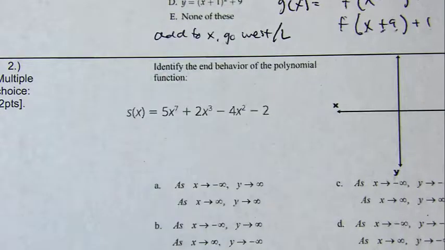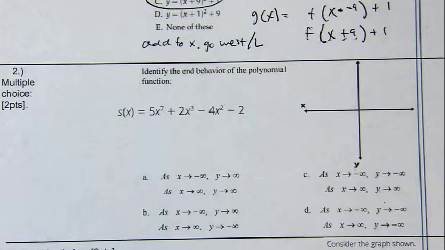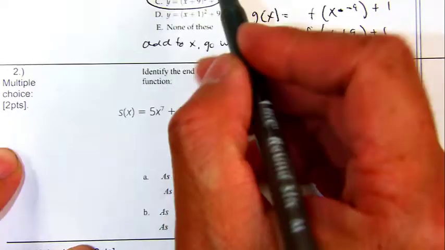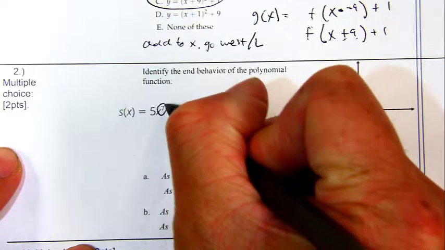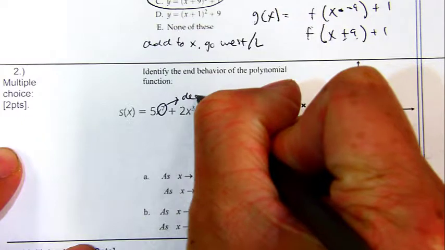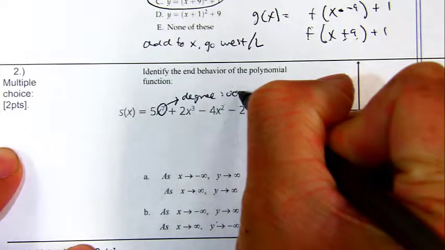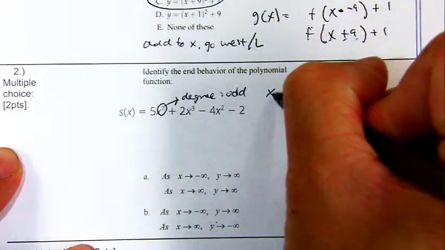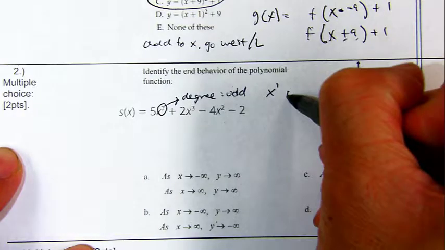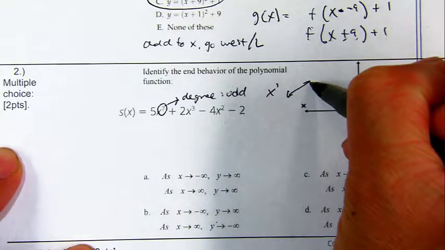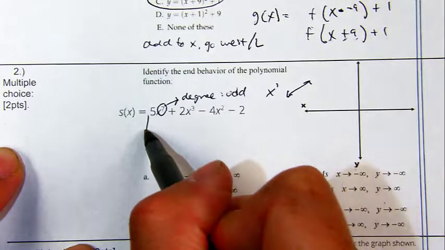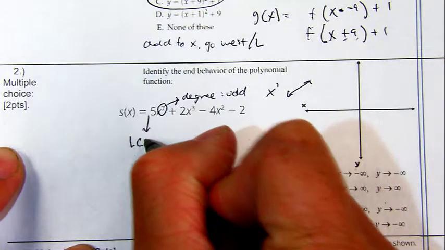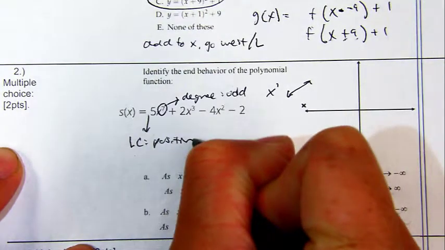Question number 2. Identify the end behavior of the polynomial. I'm first going to look at the degree. My degree here is odd. Look at your easiest odd degree, which is x to the first. Start down and you're going to end up. And then my leading coefficient here is positive, which means my arrows will stay.